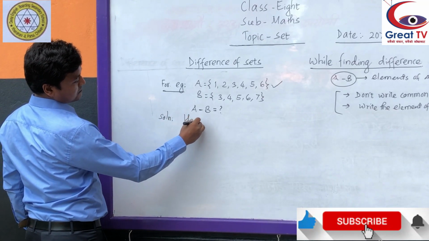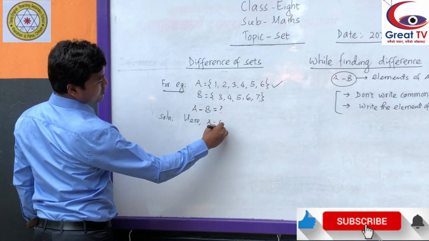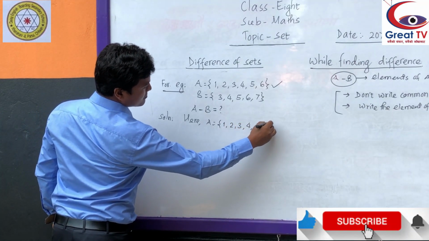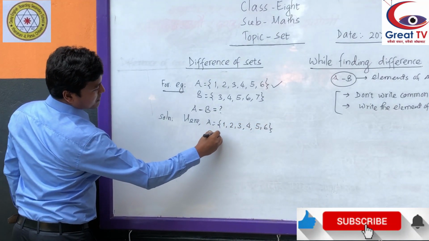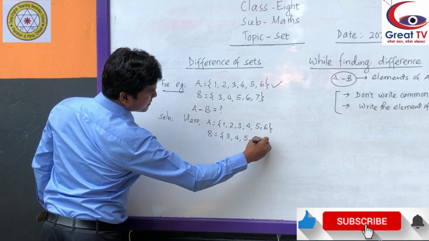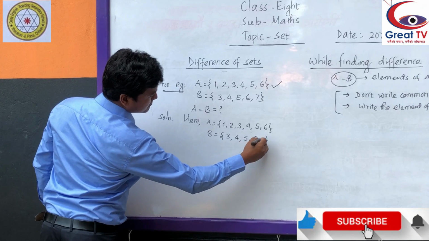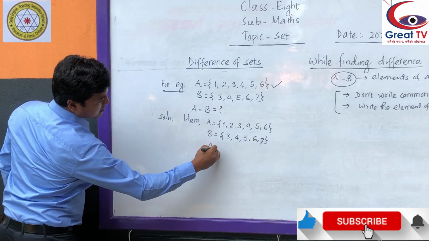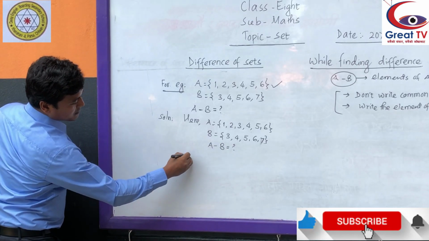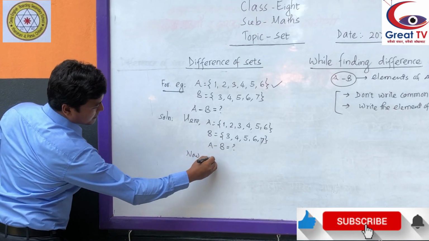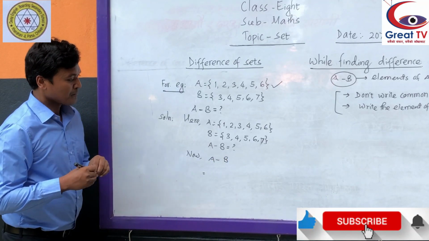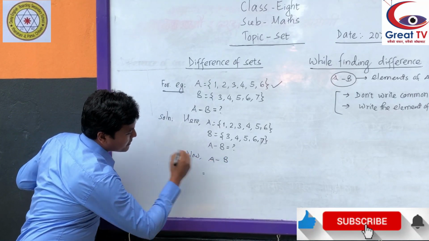Here, A equals 1, 2, 3, 4, 5, 6. B equals 3, 4, 5, 6, 7. We have to find A difference B. Now, A difference B. First, we are calculating A difference B.